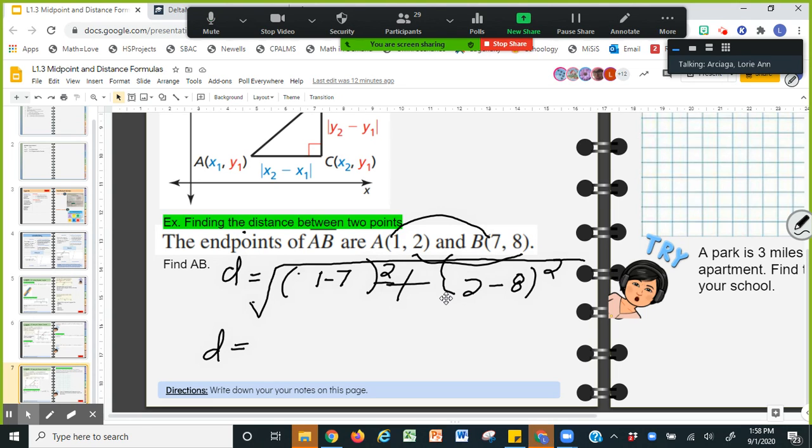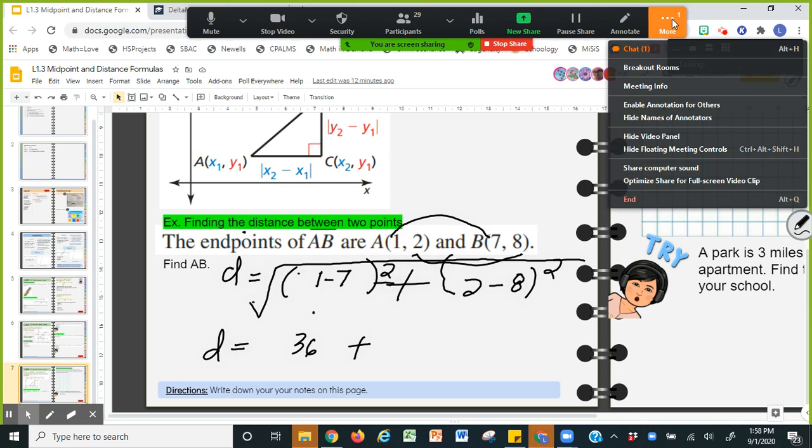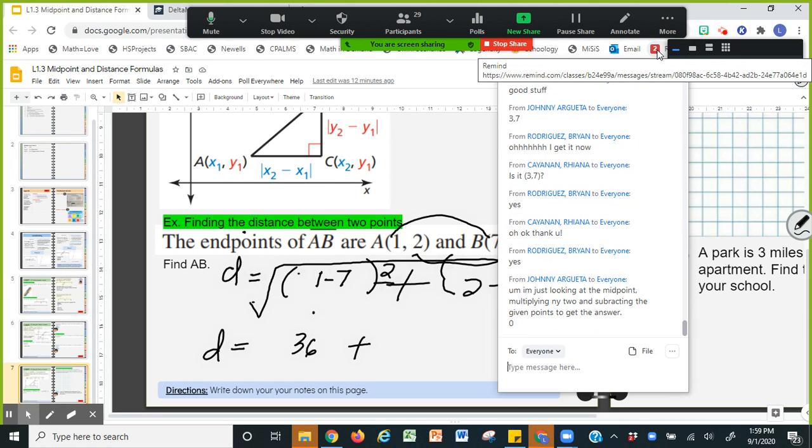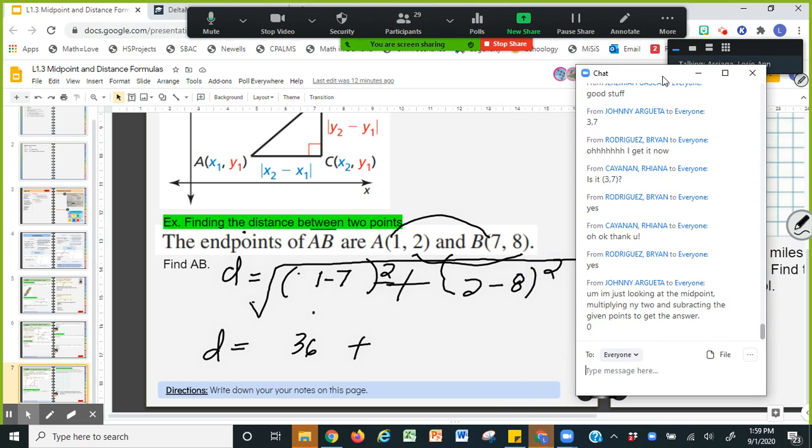All right. So what's 1 minus 7? 1 minus 7 is 6, right? 6 squared is 36. Plus 2 minus 8 is also 6. Oh, 0? Try again, honey.